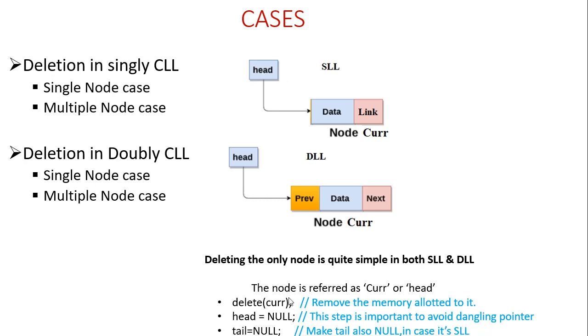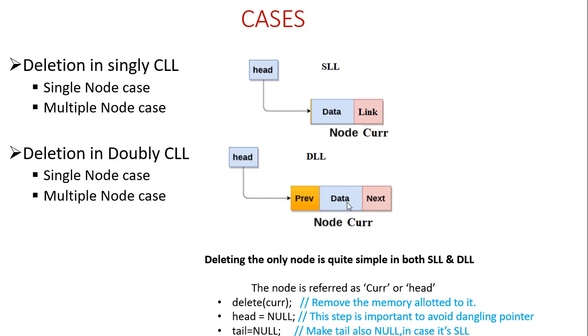So here you can see the code snippet. All you need to do is identify that only node and name it as cur. So the same node is referenced by the head pointer and by the cur pointer. Then delete the node referenced by the cur pointer. Then the memory allocated to this particular node is removed. Next you need to make head null. This is an important step so that the head does not remain as a dangling pointer.